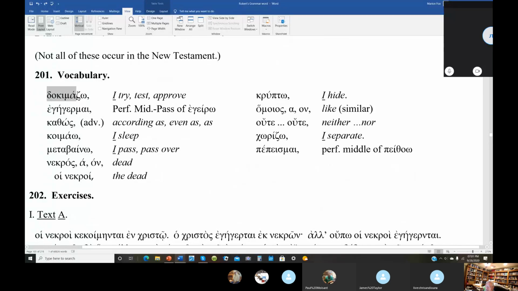And right here, dokimazo. This is to test something, but it's a word used for testing the value of a coin. The value of coins in that time was built into the minerals, in this case the elements gold, silver, and copper, bronze, that was in the coin. The coin that was gold, of course, would be worth more, and silver a little bit less. And then the bronze or the copper would be the least valuable coin. So what we have is dokimazo is to assay something. I think of it like assaying.